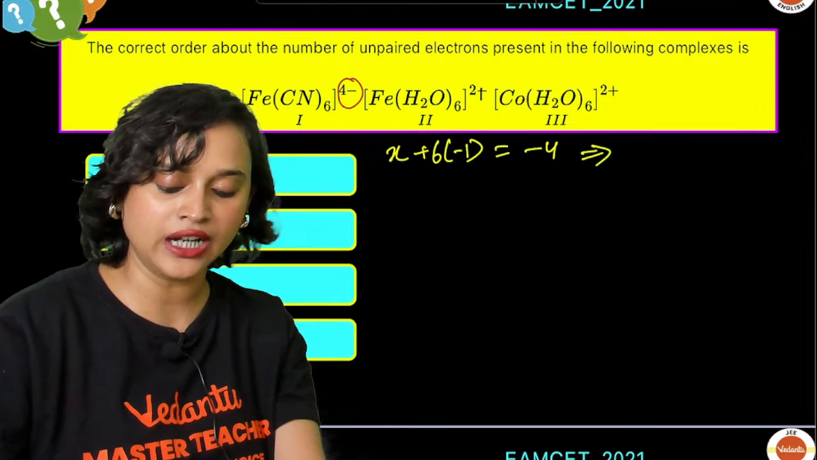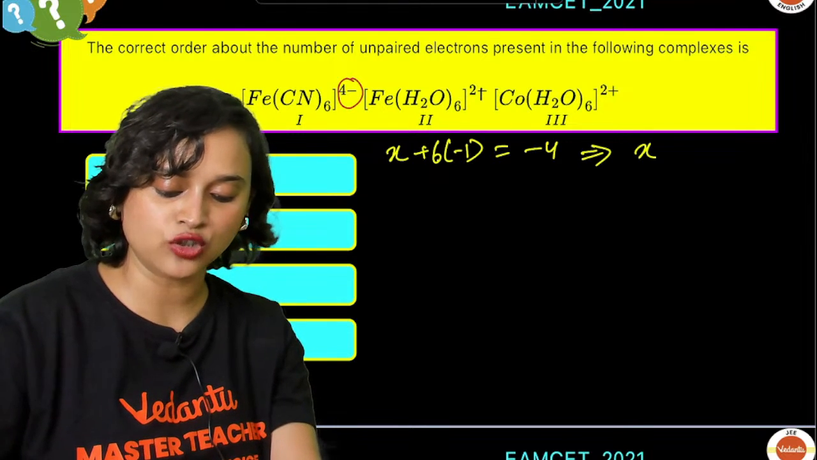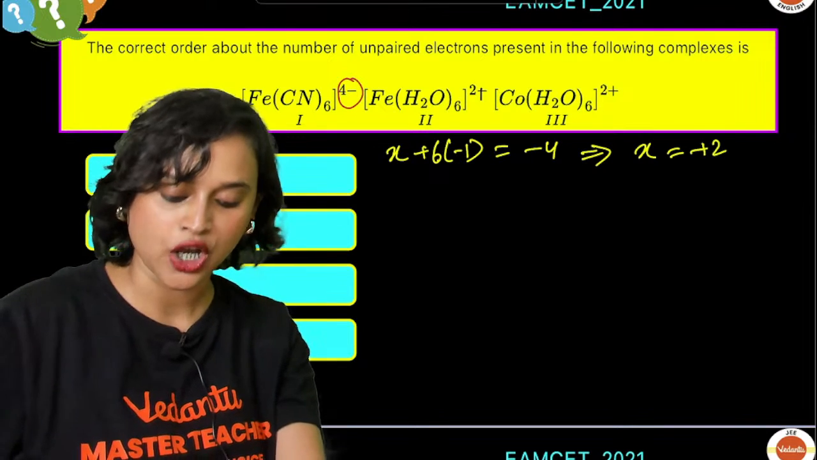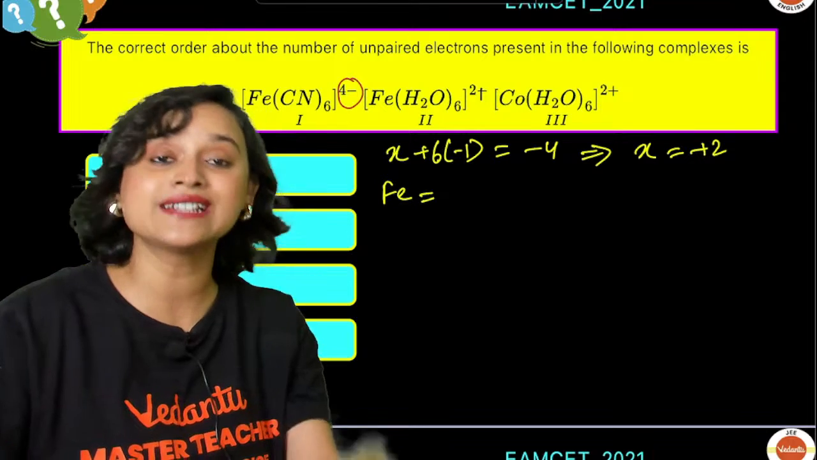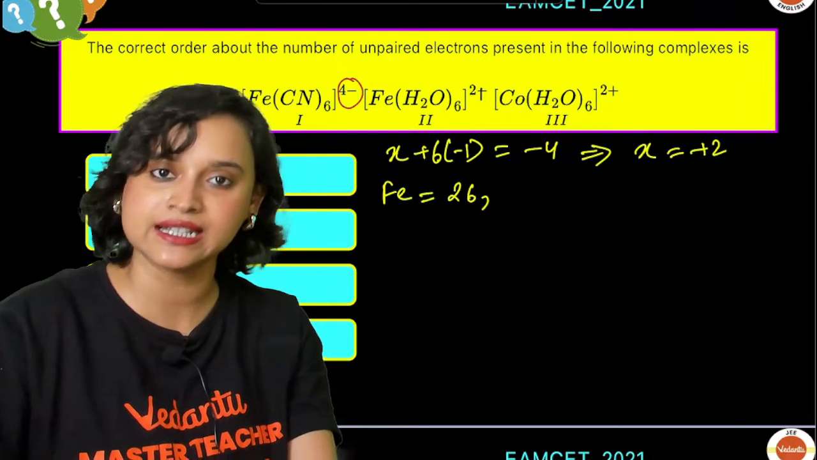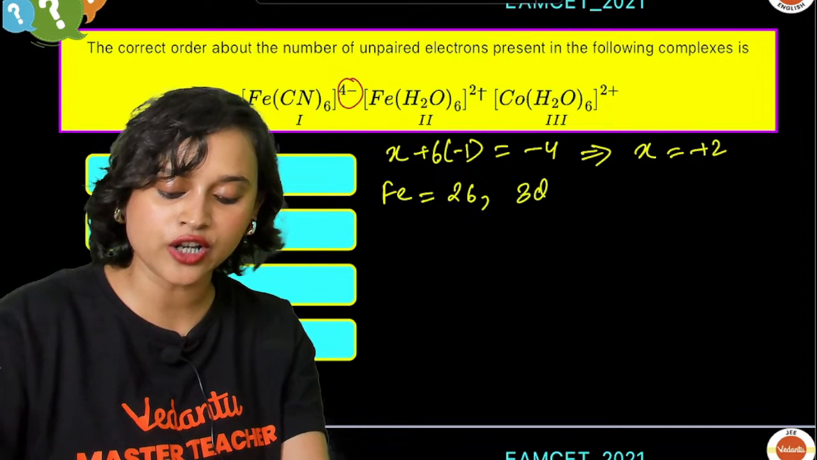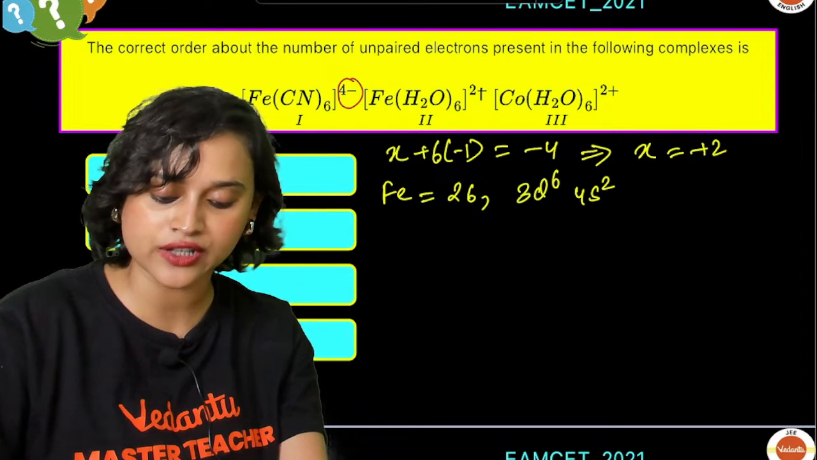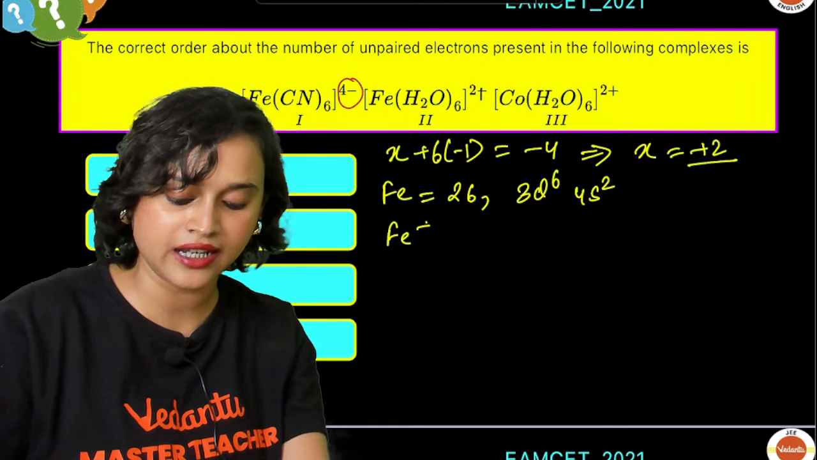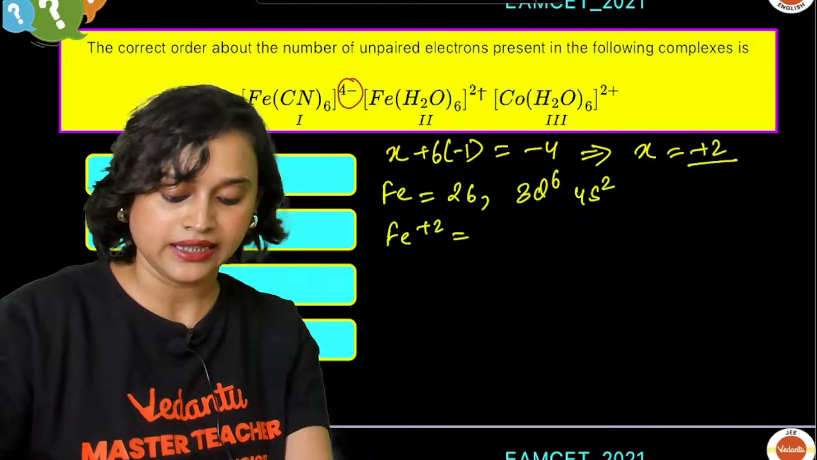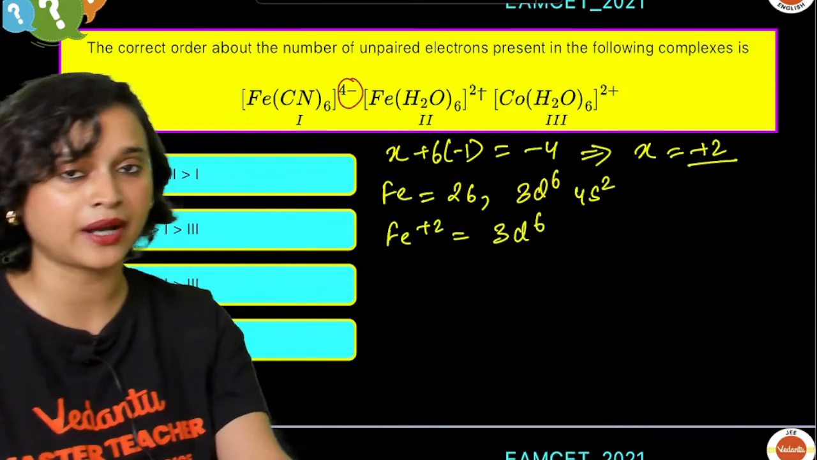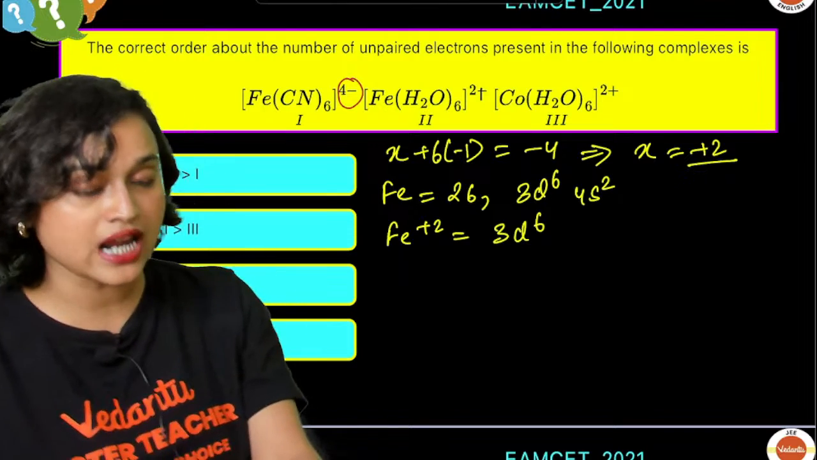If you calculate this, x minus 6 equals minus 4, so x is equal to plus 2. Now, what is the atomic number of iron? It is 26, so the electronic configuration is 3d6 4s2. But we have just calculated that iron is in plus 2 oxidation state, so it will be 3d6.